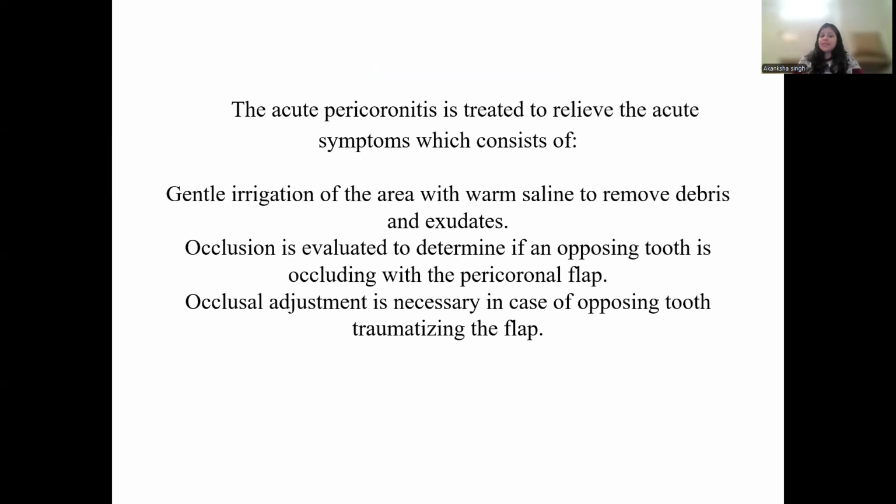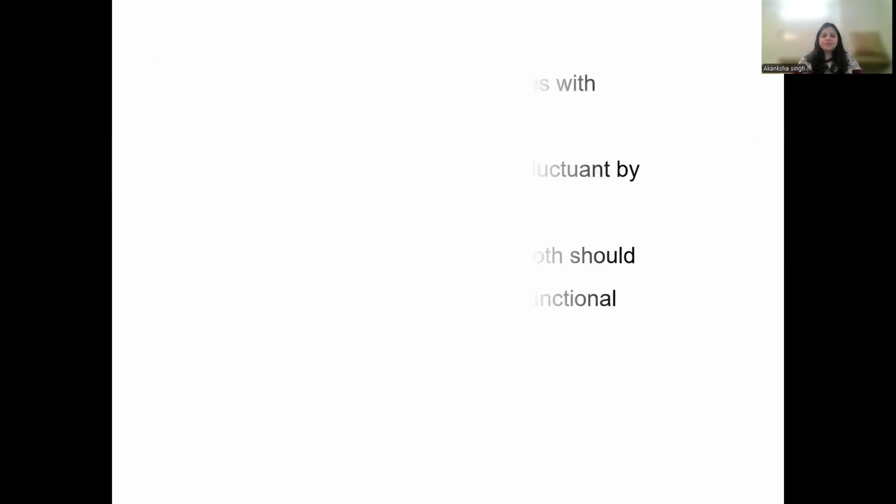Acute pericoronitis is treated to relieve the acute symptoms so that at least the patient can eat. So, gentle irrigation of the area with warm saline to remove the debris and exudates. Occlusion is evaluated to determine if an opposing tooth is occluding with the pericoronal flap, so that the pericoronal flap should be removed. Occlusal adjustment is necessary in case of an opposing tooth traumatizing the flap.